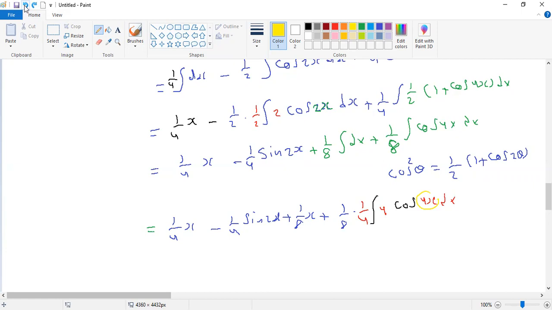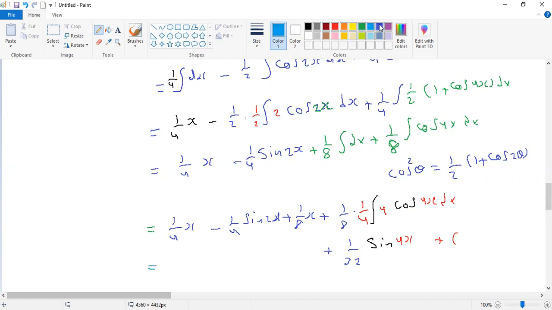Then, what is the answer here? The answer is plus 1 over 8 times 1 over 32. And this one is the integral of cosine. So now the integral of cosine u du is sine u plus c.